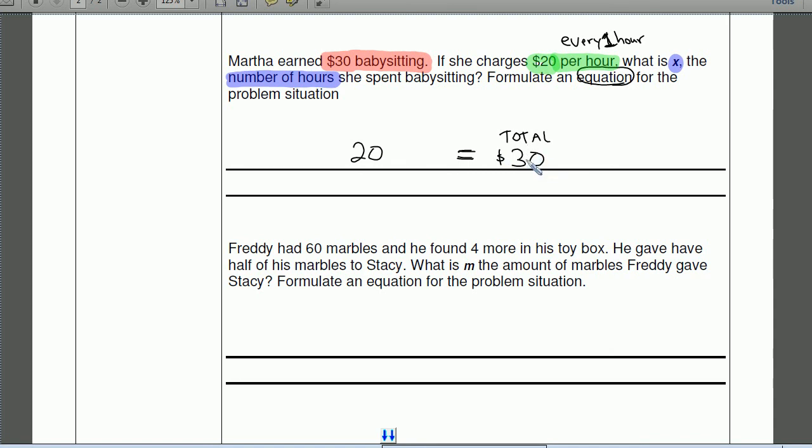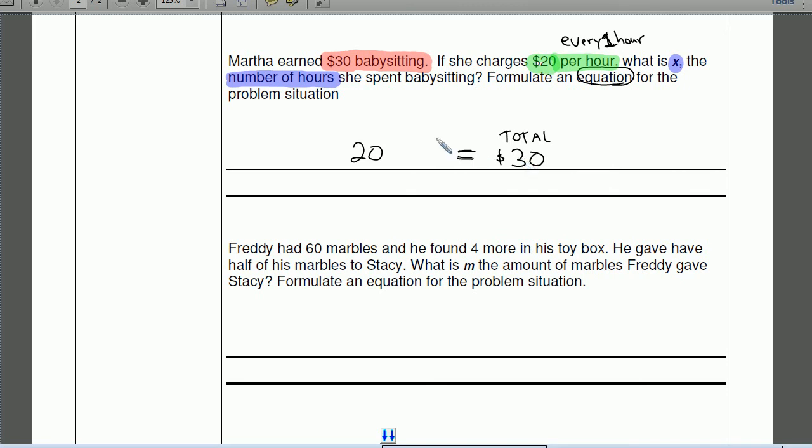But that's not the case here. If she spent 2 hours babysitting, it would be 20 times 2, which would give us $40. But that's still not the case here. She earned less than $40. So she babysat somewhere between 1 hour and 2 hours. Maybe she babysat an hour and 10 minutes or an hour and 15 minutes. Maybe an hour and 30 minutes.